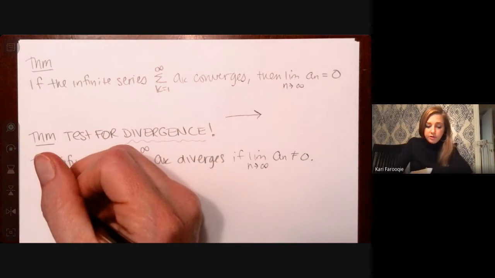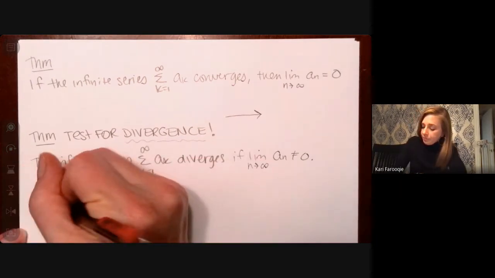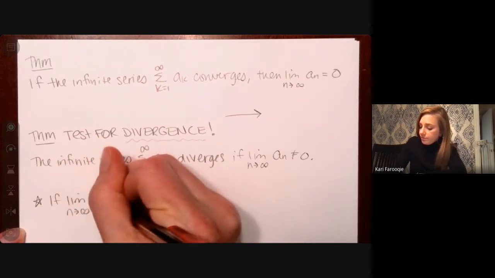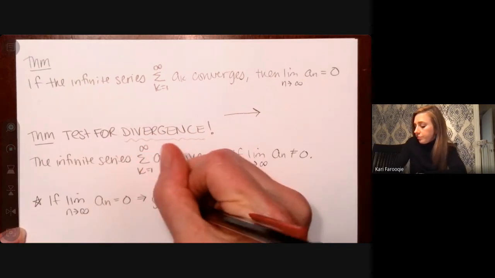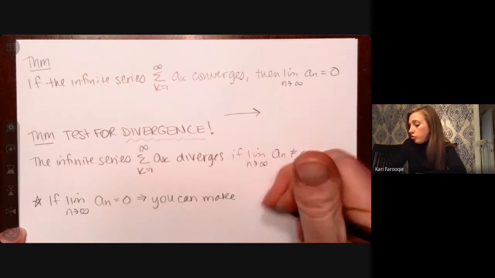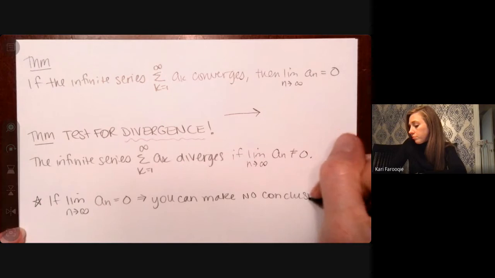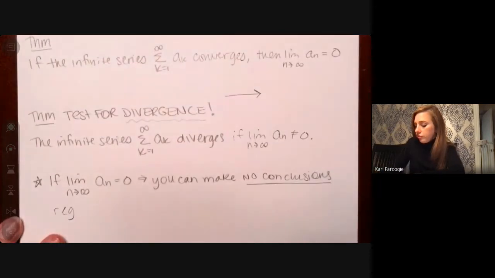So I'm going to give you this little corollary. The limit as n approaches infinity of a sub n equals 0, you can make no conclusions regarding convergence or divergence.